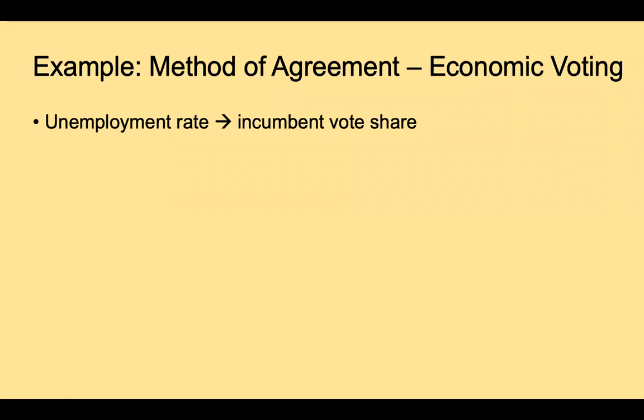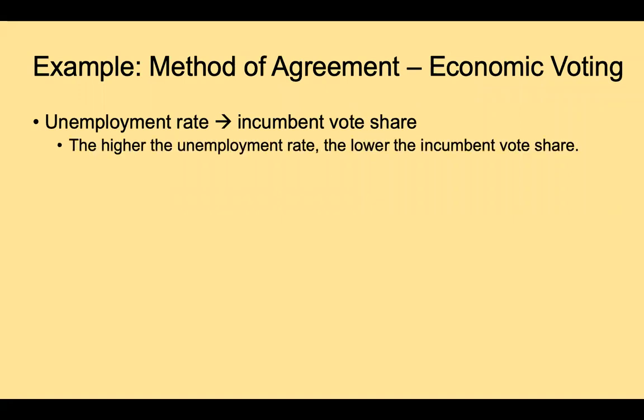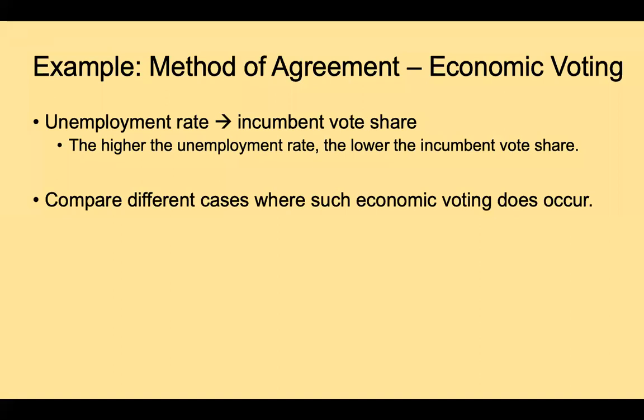So yet again, we start with that same relationship, unemployment rate and incumbent vote share. The idea that the higher the unemployment rate, the lower the incumbent vote share should be. Whereas before we looked for cases that were similar but had variation in that outcome, now we're looking for cases that are different but that agree in that outcome. So where that link between unemployment rate and incumbent vote share does obtain, we find cases that are very, very different, but where that outcome is the same in that relationship between incumbent vote share and high unemployment rate.